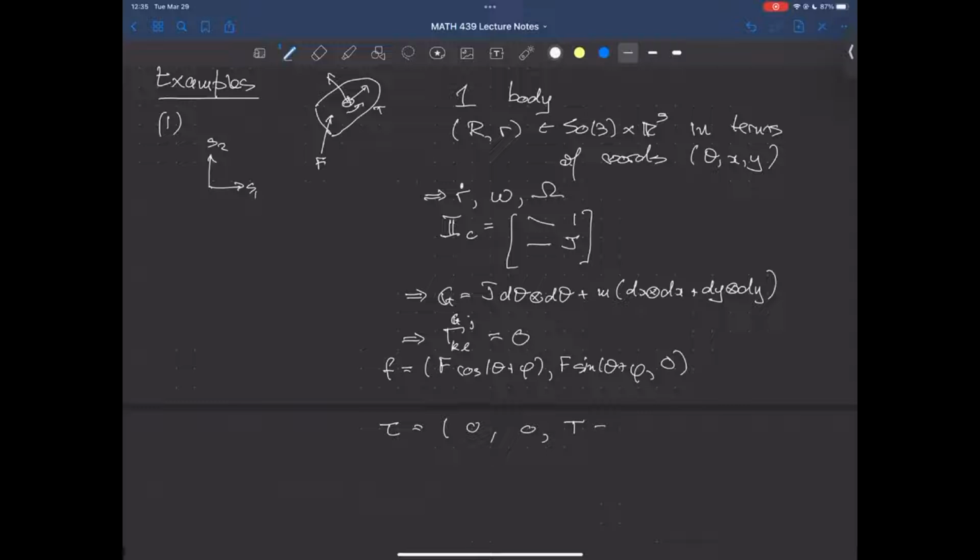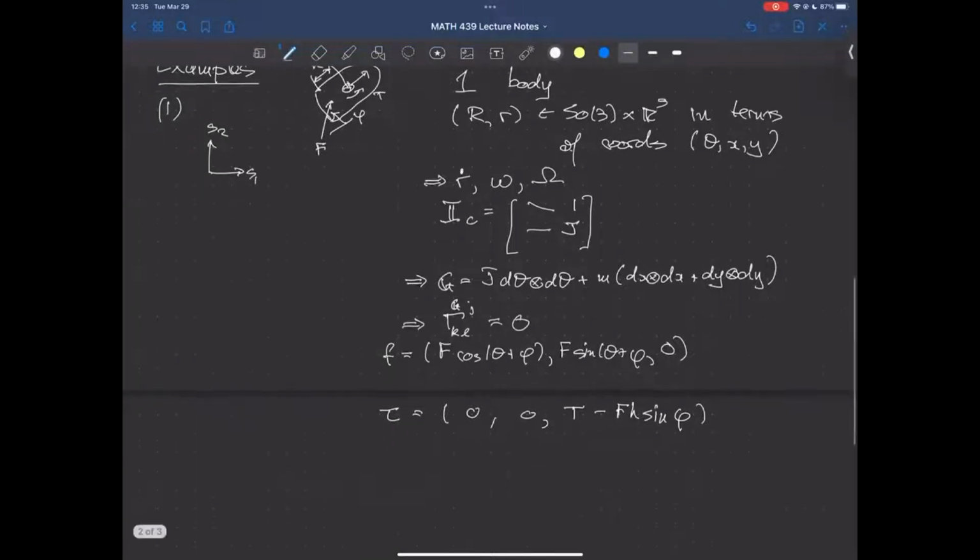Okay, and then we had to translate. So we did this all last time. Translate the force to the center of mass, and in doing so, there's an induced moment, which was F H sine phi. Okay, and phi was that angle. Okay, and H was that distance.